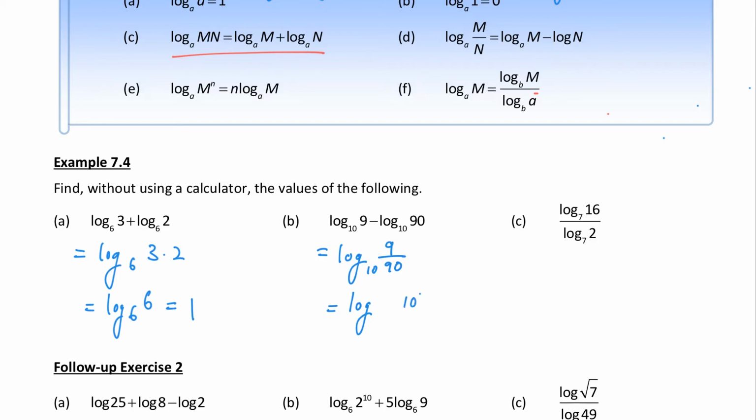So it's 10 to the power negative 1. The answer is negative 1, because I want to know the power such that 10 to the power of that number is equal to 10 to the power negative 1.